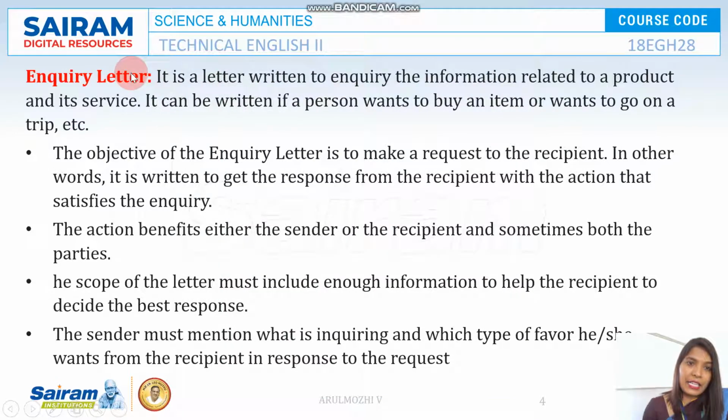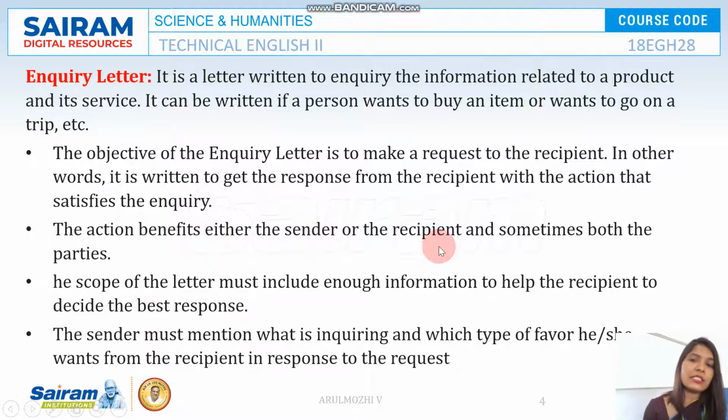Next comes the inquiry letter. It is a letter written to inquire about information related to a particular product or the service of a particular company. It can be written if a person wants to buy a particular item, wants to take a trip, or something similar. The objective of an inquiry letter is to make a polite and formal request to the recipient. In other words, it's a written letter to get a response from the recipient with an action that satisfies the inquiry.